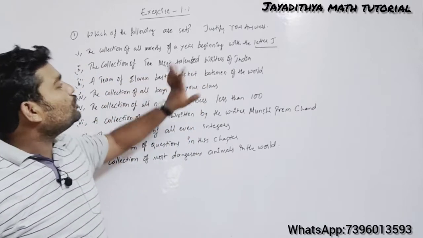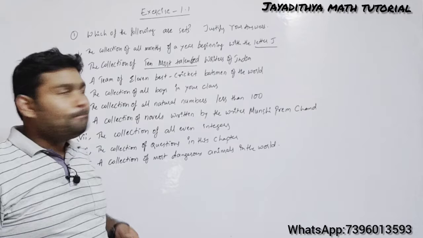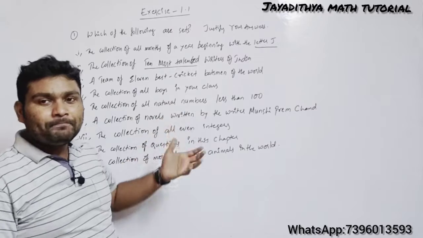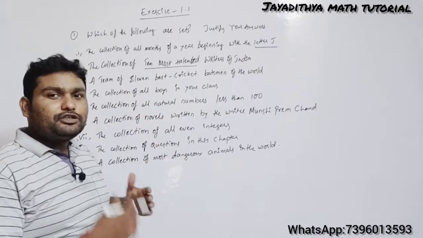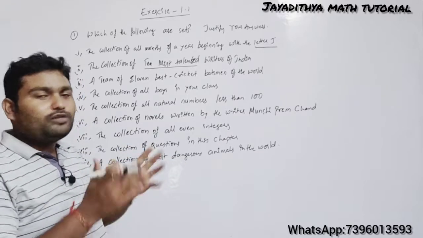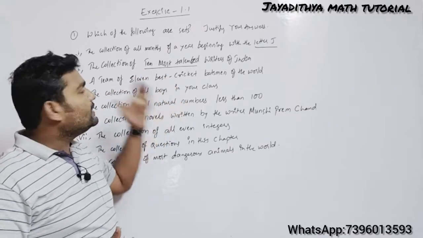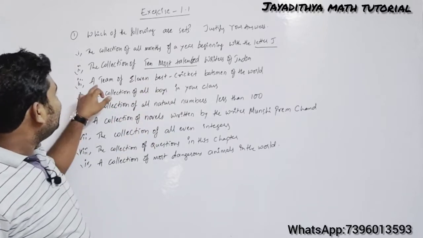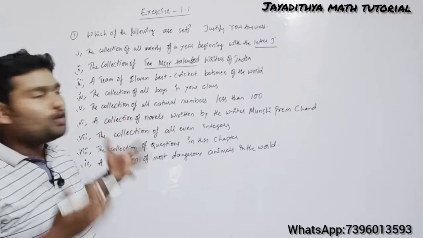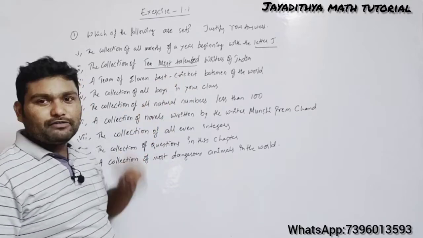The collection of 10 most talented writers of India. As we discussed in our previous class, there is no specific criterion to decide whether a writer is talented or not, right? For some students one writer will be the best, and for others some other writer will be the best. There is no correct criterion to decide whether a writer is most talented or not. Therefore it is not a set. And the next, a team of 11 best cricket batsmen. Here also the same criterion applies, because there is no criterion to decide whether a batsman is the best cricket batsman or not. We discussed this in the previous class itself.